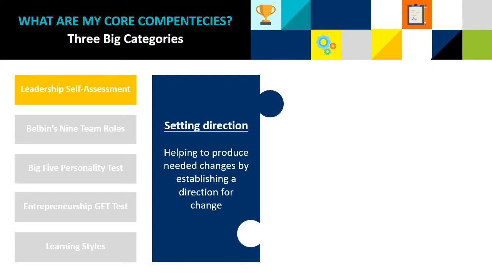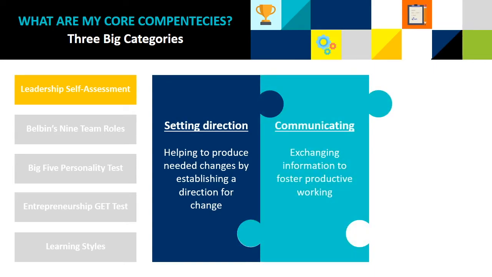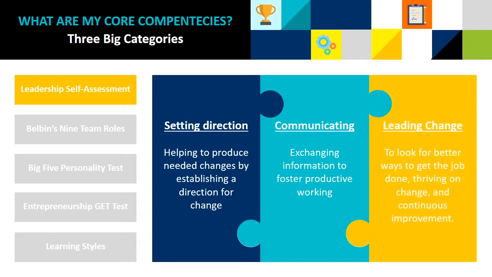In communicating, I prefer to exchange information and ideas and use my ideas and methods to foster understanding and build productive working relationships within and outside the organization. However, even though I get almost the same scores in the 9 competencies, I still need to improve my leading change competency to become a better leader. I need to start trying to look for better ways to get the job done, embracing change and continuous improvement.